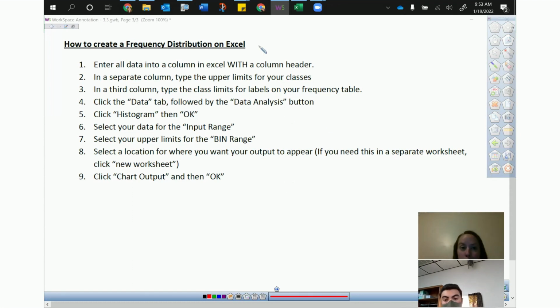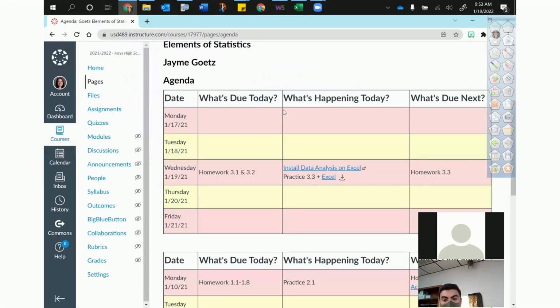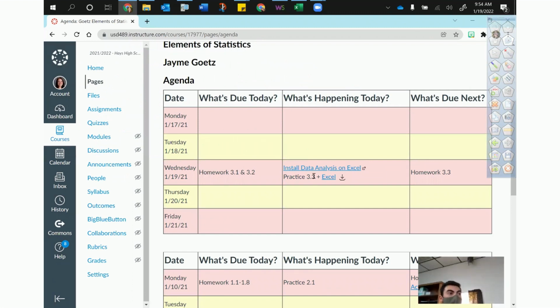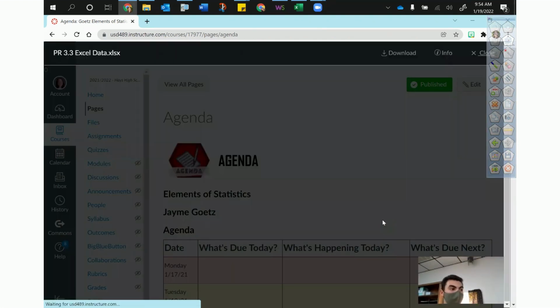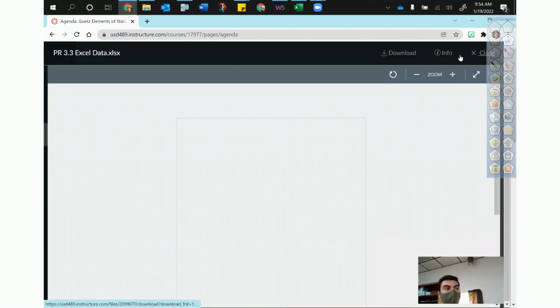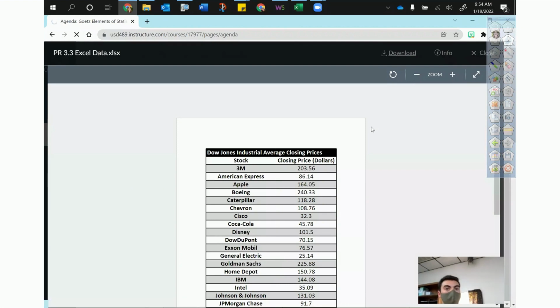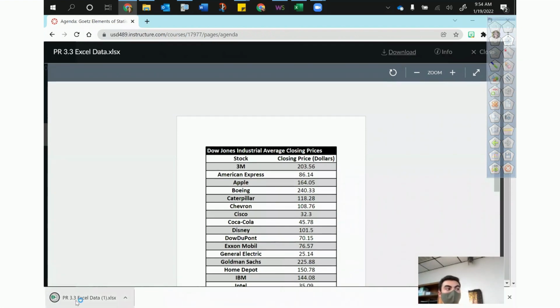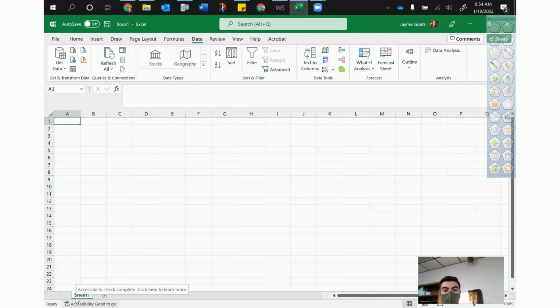So here's what I want you to do. Get out your computers, and go to Canvas. Then you're going to click on practice 3.3 plus Excel. You're going to click on that Excel and download it. I have taken this data and already put it onto an Excel sheet. I want you guys to download it because we are going to work through this together.